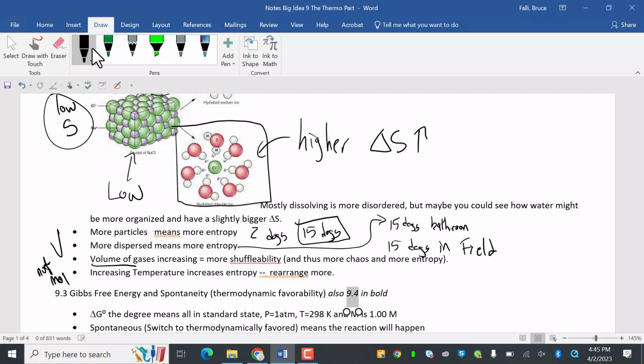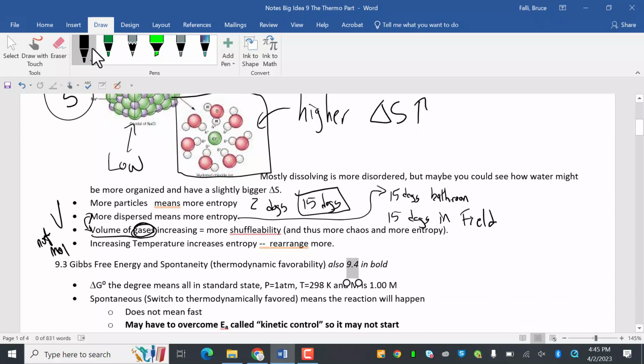Okay, mole's a little different, but that's it. More shuffleability and thus more chaos and more entropy. Of gases, right? This is gases only because that's the only time. So again, that's pretty much what I showed you. That's more dispersed. Do you see how more dispersed means you basically have a bigger volume? Those are same. Increasing temperature increases entropy.